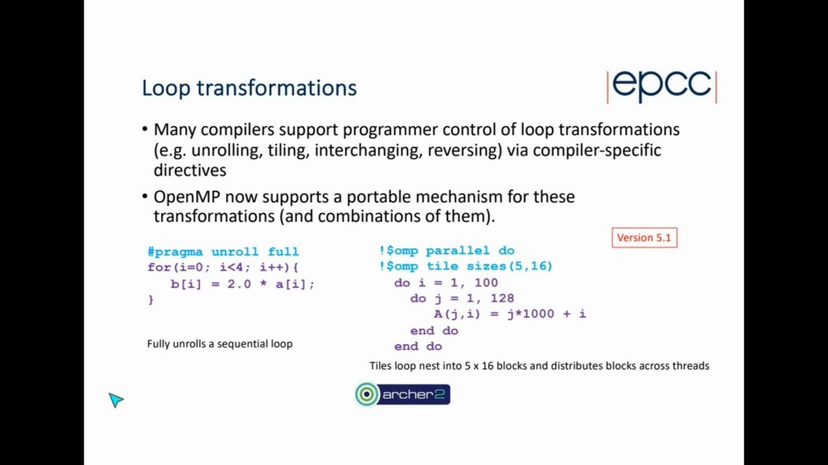The alternative would have been to set up a completely new specification body to deal with SIMD directives or loop transformation directives, with all the administrative overhead that would cause. So it seemed to make sense to make them part of OpenMP, even though they're really not quite relevant to multi-threaded parallelism, if you like. OpenMP now supports a portable mechanism for these transformations and also combinations of them as well.